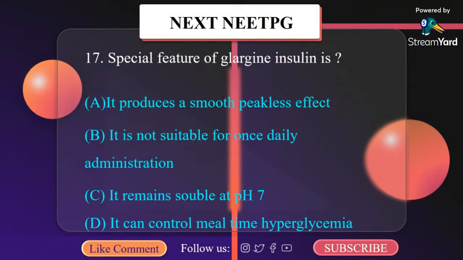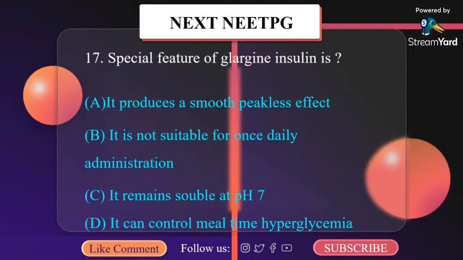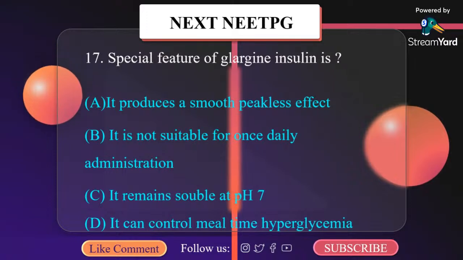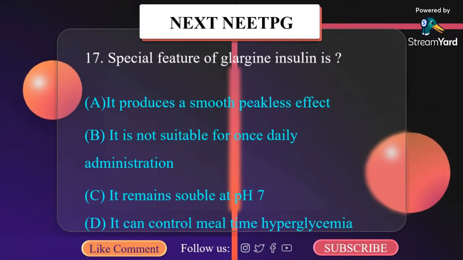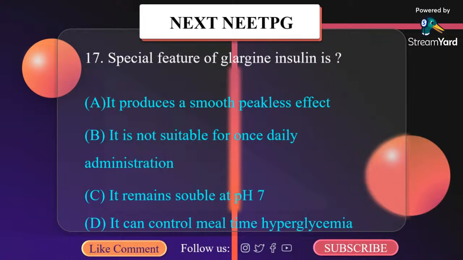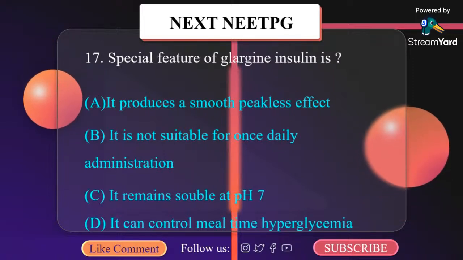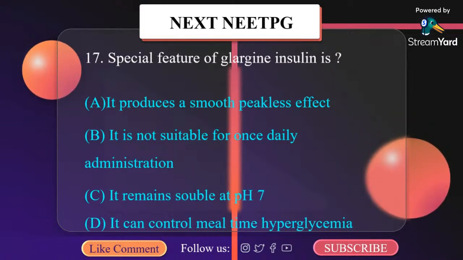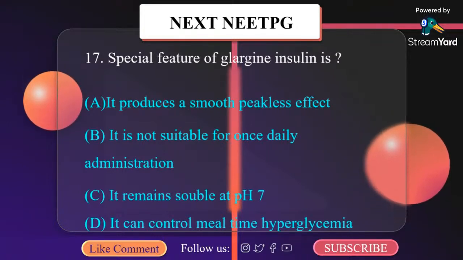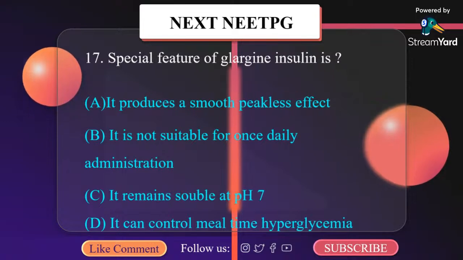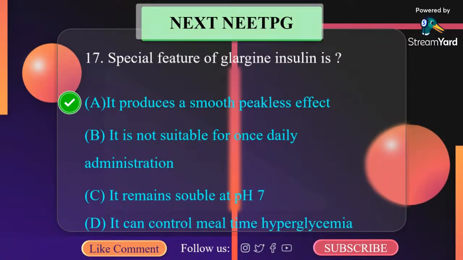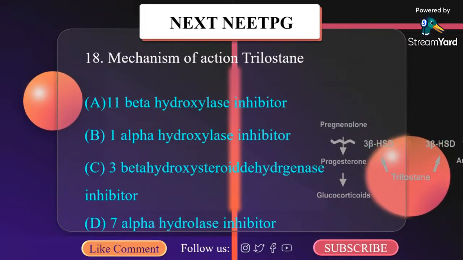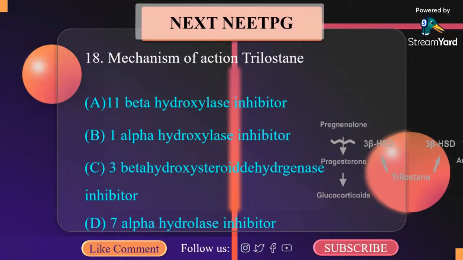Special feature of glargine insulin. Now, glargine insulin is a long-acting biosynthetic insulin. It remains soluble at pH 4 of the formulation and precipitates at neutral pH on subcutaneous administration. The onset of action is delayed. It produces a smooth, peakless effect. This insulin glargine is suitable for once daily administration, with low incidence of nighttime hypoglycemia. It does not control mealtime hyperglycemia. So the special feature is it produces a smooth peakless effect. Mechanism of action of trilostane is it is a 3 beta hydroxysteroid dehydrogenase inhibitor.